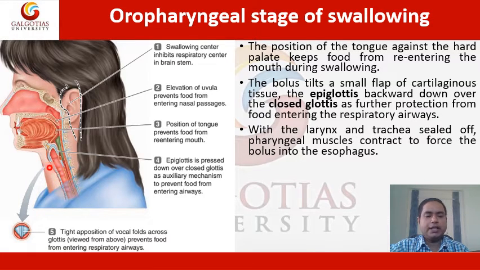The position of the tongue against the hard palate keeps food from re-entering the mouth during swallowing. The bolus tilts a small flap of cartilaginous tissue, the epiglottis, backward down over the closed glottis as further protection from food entering the trachea or respiratory airway. With the larynx and the trachea sealed off, the pharyngeal muscles contract to force the bolus into the esophagus.